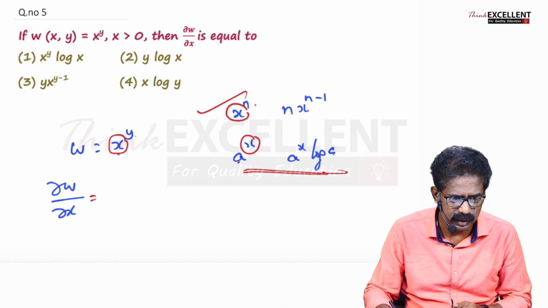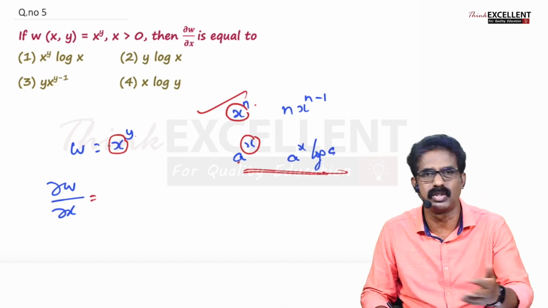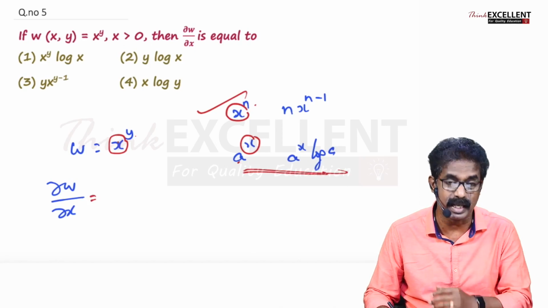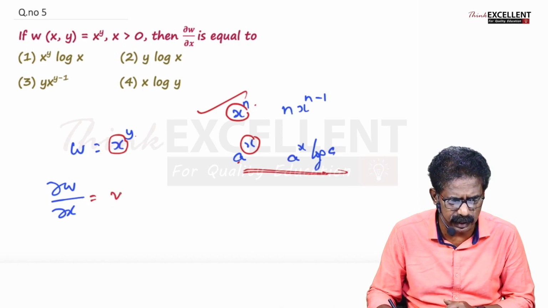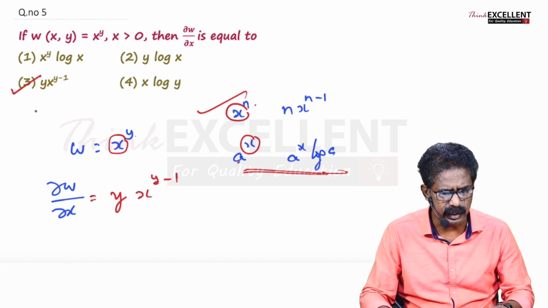So here x is a variable, right? Y is a constant. Say like x raised to 5, the derivative is 5x raised to 4. N x raised to n minus 1. So here the derivative is y x raised to y minus 1. So the third one is the correct answer.